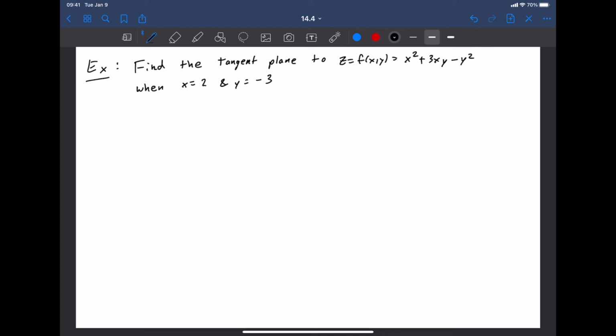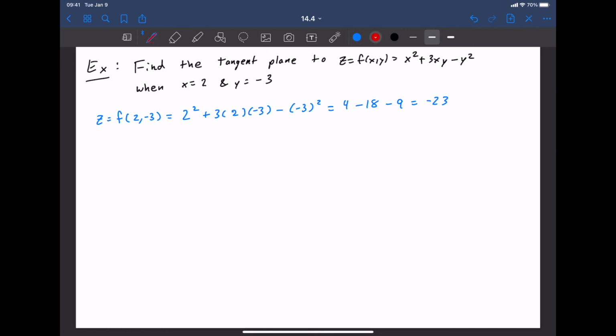3, 2, 1. All right. First step, I'm going to find out what my z coordinate is supposed to be, which is f of 2, negative 3, which will be 2 squared plus 3 times 2 times negative 3 minus negative 3 squared. That's 4 minus 18 minus 9, which is negative 23. Not the nicest numbers in the world.